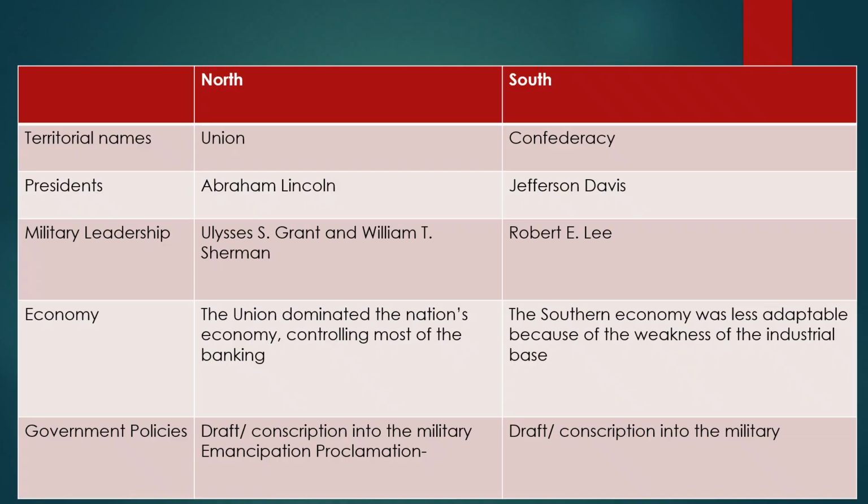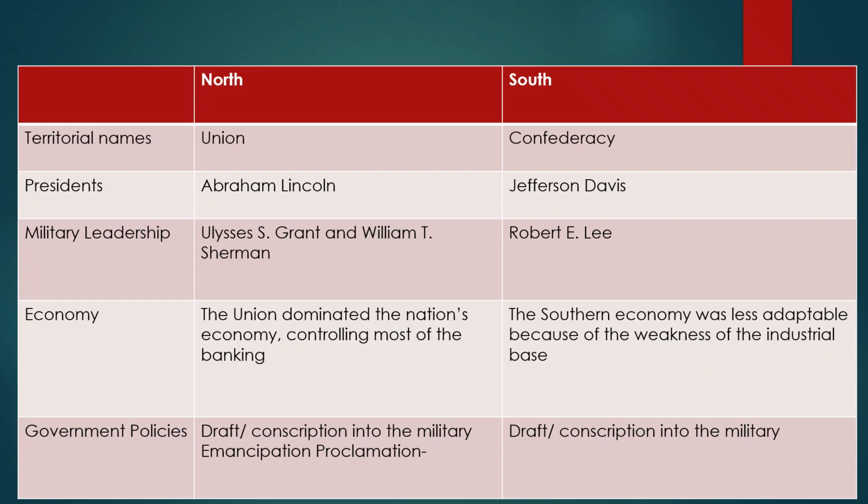Okay, let's see. Let's go to the next one. All right, this is just giving you an idea of the different territorial names. You have the North is going to be the Union, the South is going to be the Confederacy. You have the Union led by President Abraham Lincoln, you have generals like Grant and Sherman. You have the advantages of it being a banking industry and it has stronger transportation. You have the North is going to implement a military draft and then later will issue the Emancipation Proclamation, which we'll discuss later.